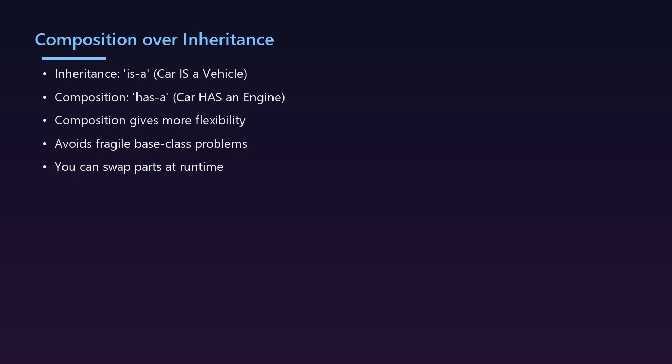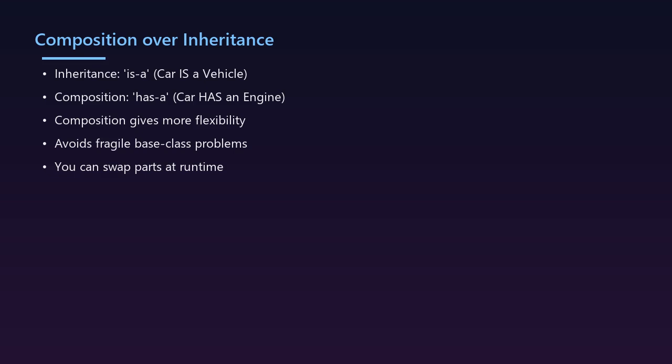Now, a golden rule of object-oriented design. Prefer composition over inheritance. Inheritance models an is-a relationship. A car is a vehicle. But composition models a has-a relationship. A car has an engine. Why prefer composition? Because inheritance is rigid. Change the parent class, and every child is affected. That's the fragile base class problem. With composition, you plug in behavior like Lego blocks. Want a different engine? Just swap it. No changes to the car class.